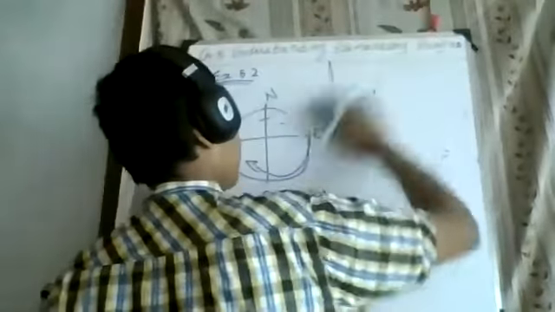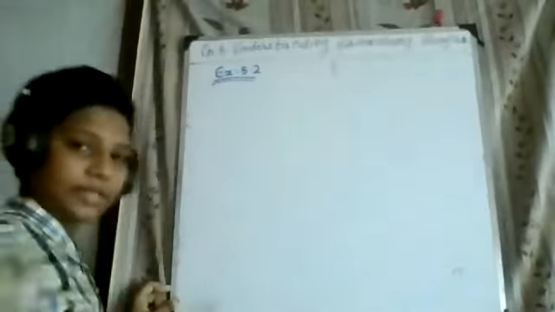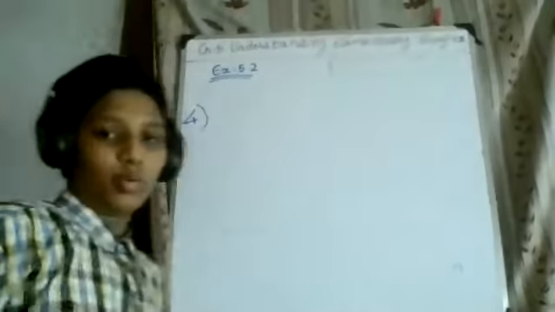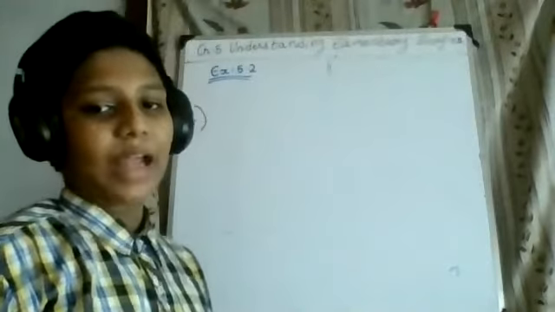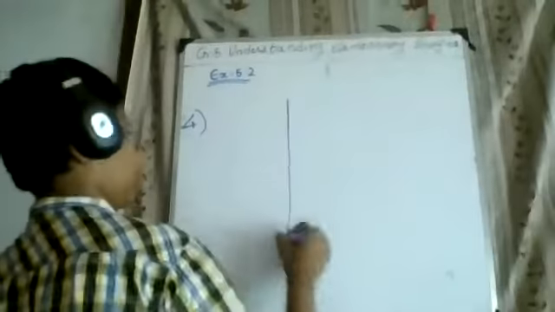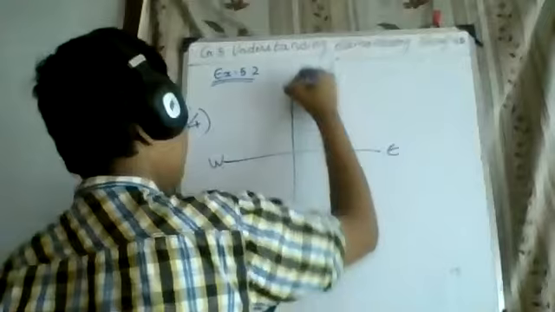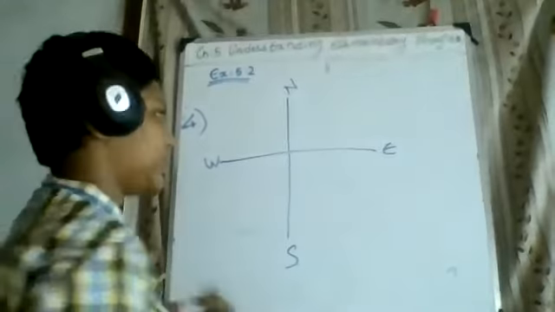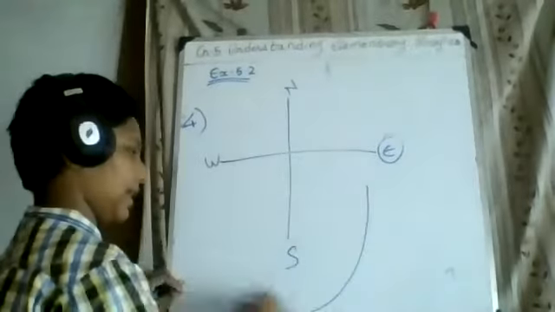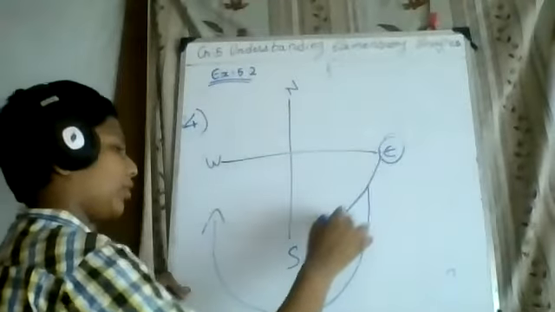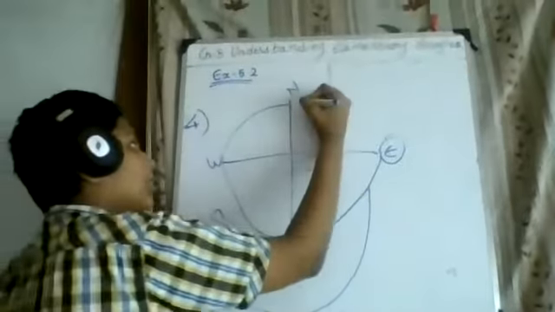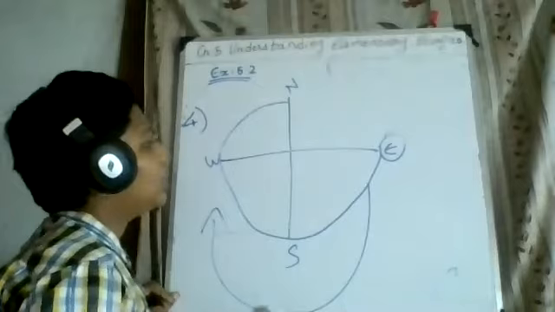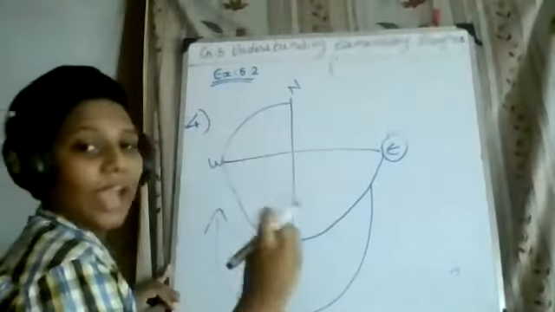Next, question number 4, let us see. What part of the revolution have you turned if you stand facing east and turn clockwise to face north? Clockwise means in this direction. So, if you go 3/4 of the revolution, it will stop at north. They said that. Now, they are asking how much part of the revolution we had covered.